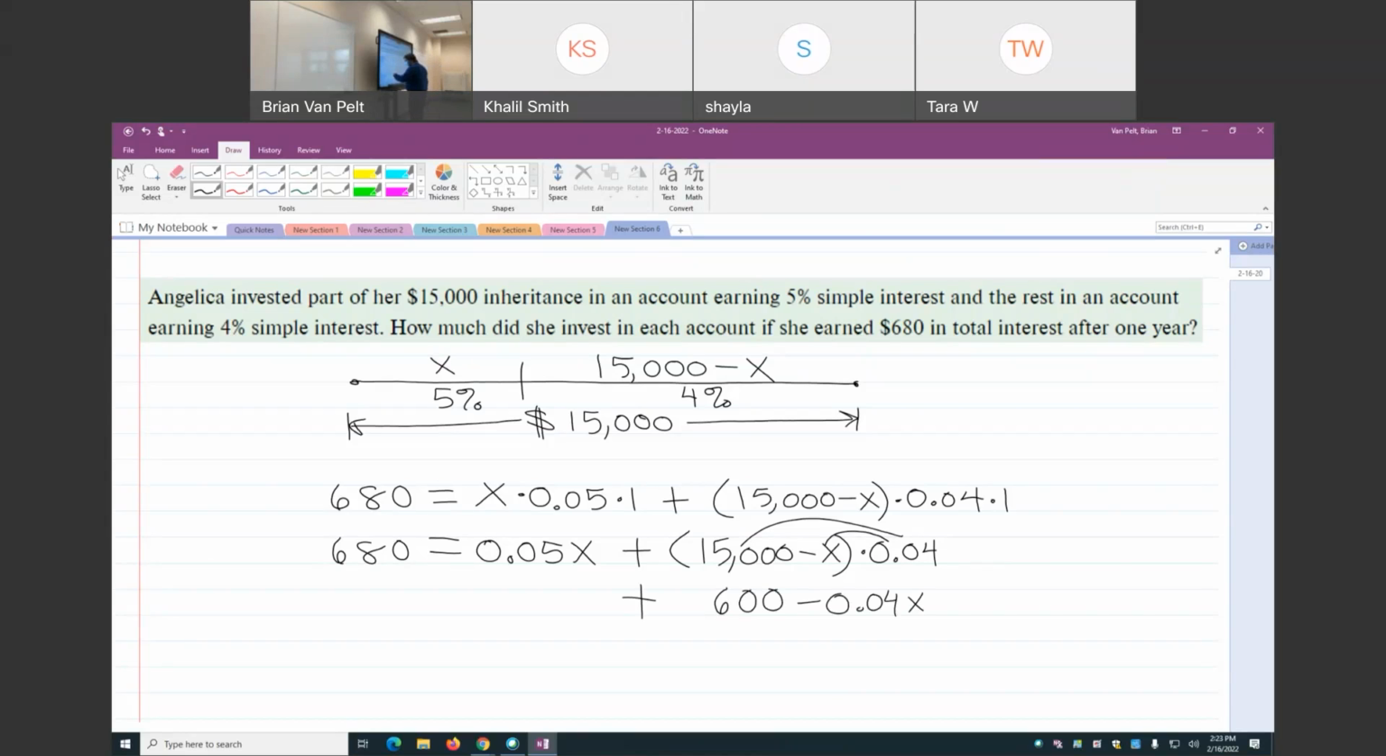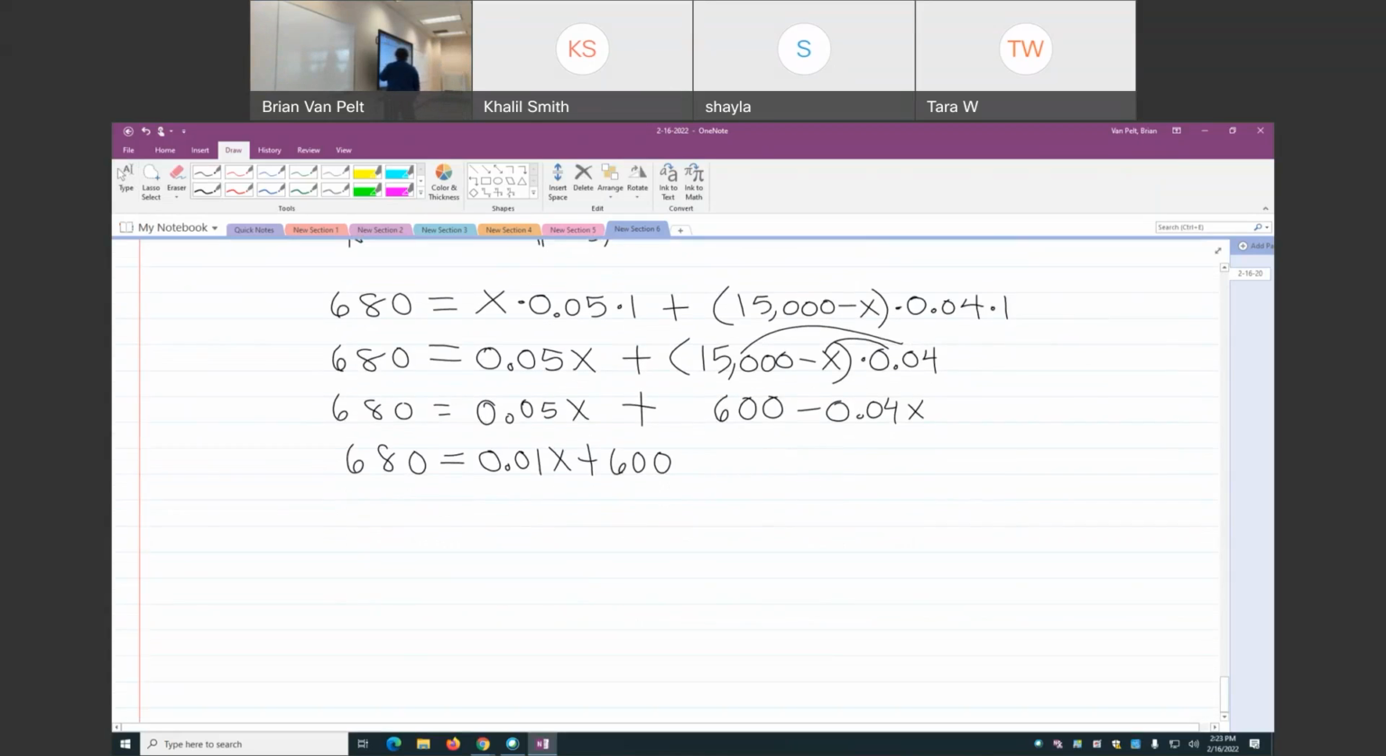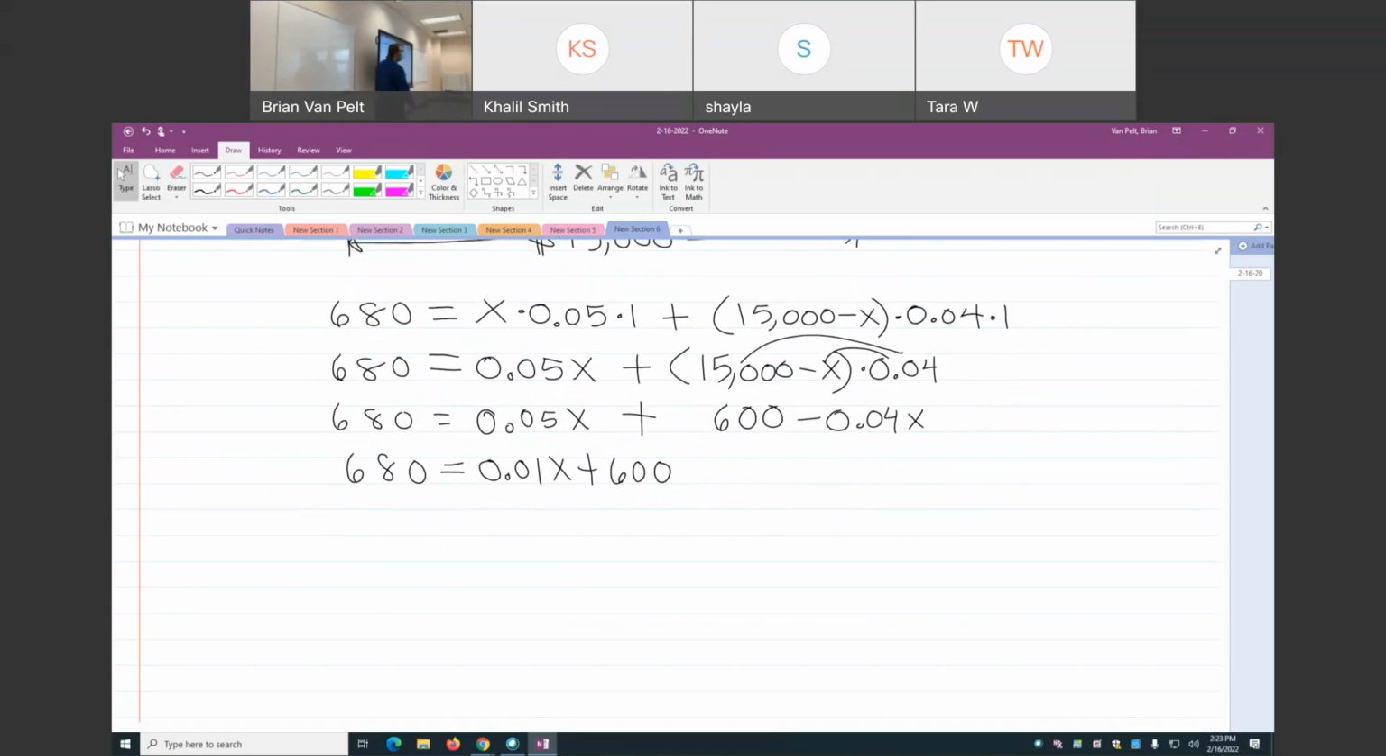Then over here, I had 0.05x. Now I'm ready to simplify. I can finish off the simplification on the right side. The 0.05 minus 0.04 is 0.01. So we have 0.01x plus 600, that's equal to 680. You see, no matter what the type of equation you get is, it always comes down to this, doesn't it? And now what are you going to do next?